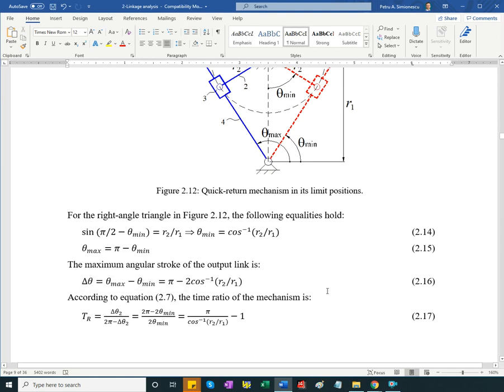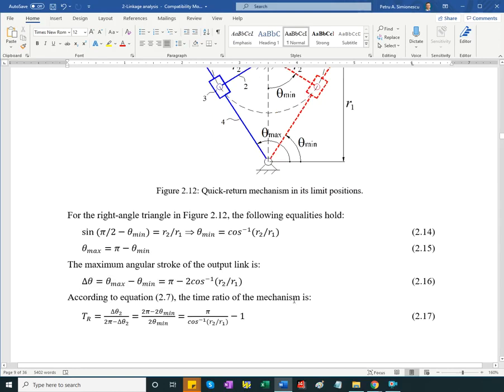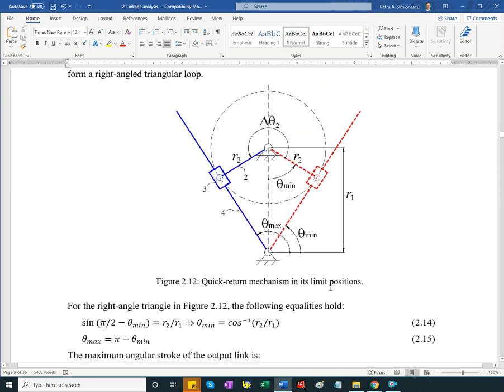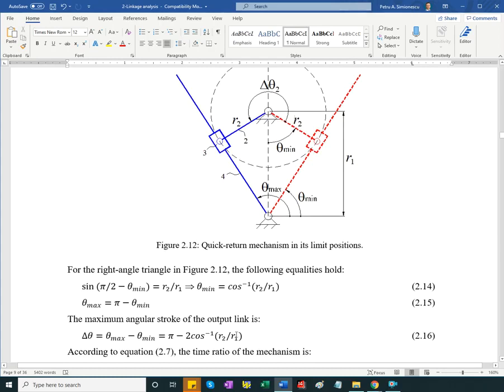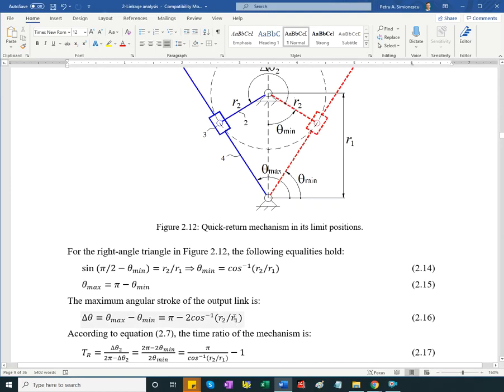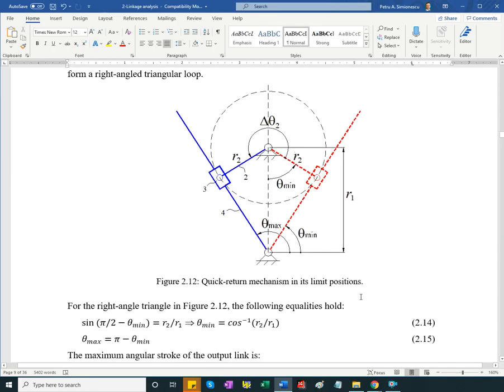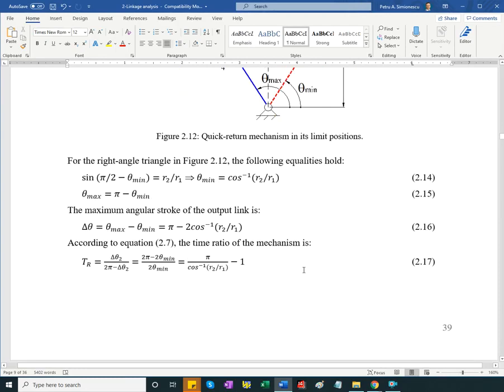And it's expected: it does not depend on the size. Angular properties do not depend on the size, only on the relative size, so the ratio of the two link lengths. And it makes sense. If I measure R1 and R2 in millimeters, I'll have bigger numbers here. If I measure R1 and R2 in inches, smaller numbers, but the ratio is the same. If you scale up a mechanism, its angular properties are not affected. Angular motion properties are not affected.